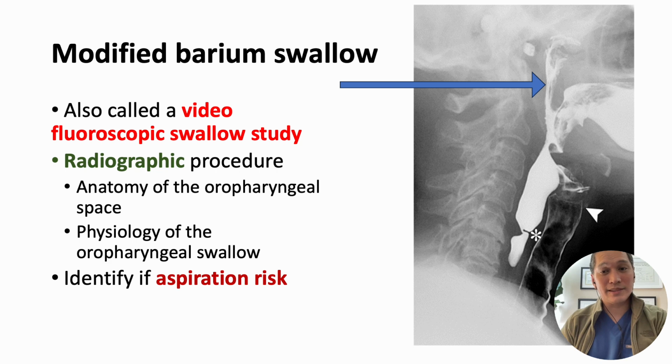It is the standard imaging modality if you're trying to diagnose someone with oropharyngeal dysphagia. It is also very useful in identifying aspiration risk in patients with oropharyngeal dysphagia. In this lateral graph that you see on the right-hand side, the arrow shows a nasal regurgitation of a food bolus with consistency of a liquid into the nasopharynx, which is abnormal.